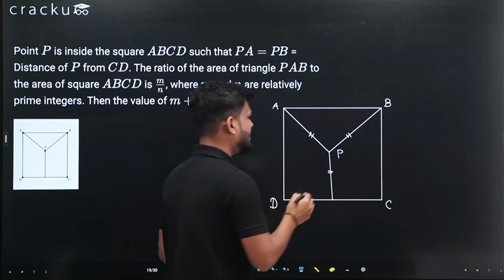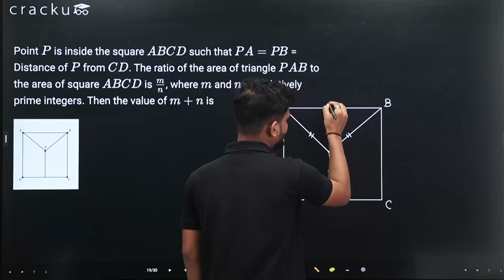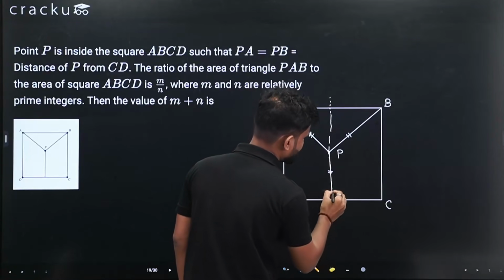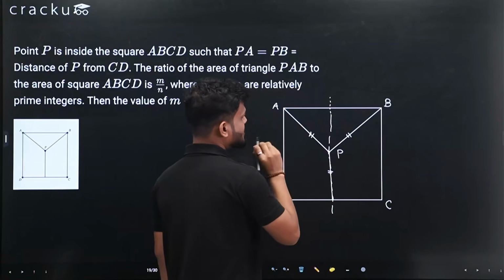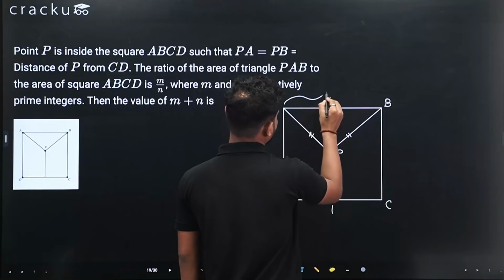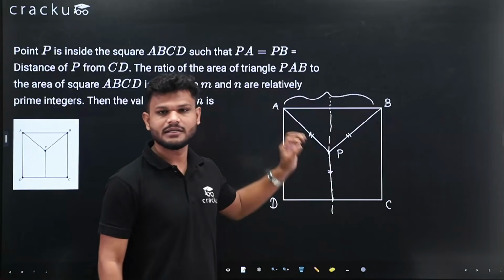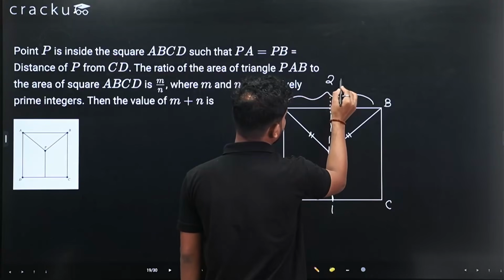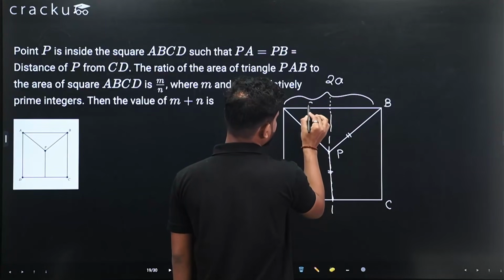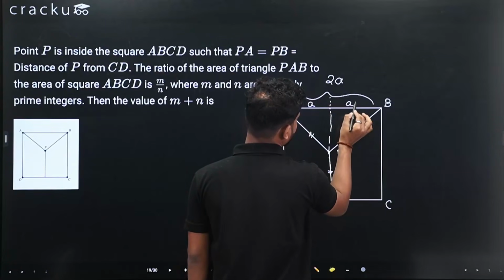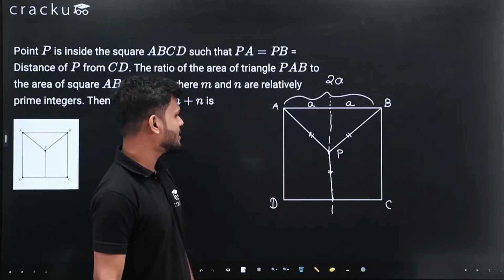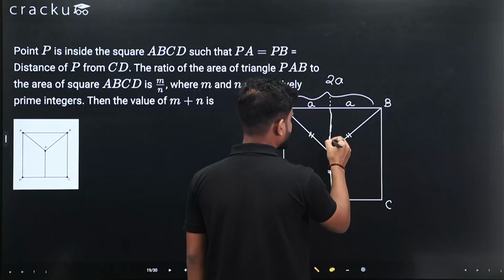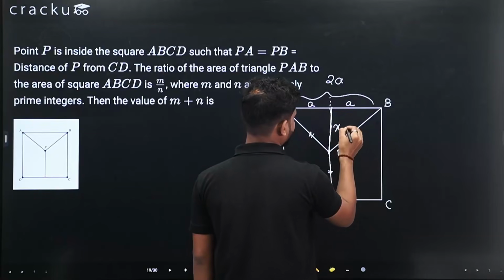It happens only when this P lies on the middle line of the square. This is the middle line of the square. So let us say this side of the square is 2a. If this is 2a, this is a, and this is also a. Now let us say this distance is nothing but x.